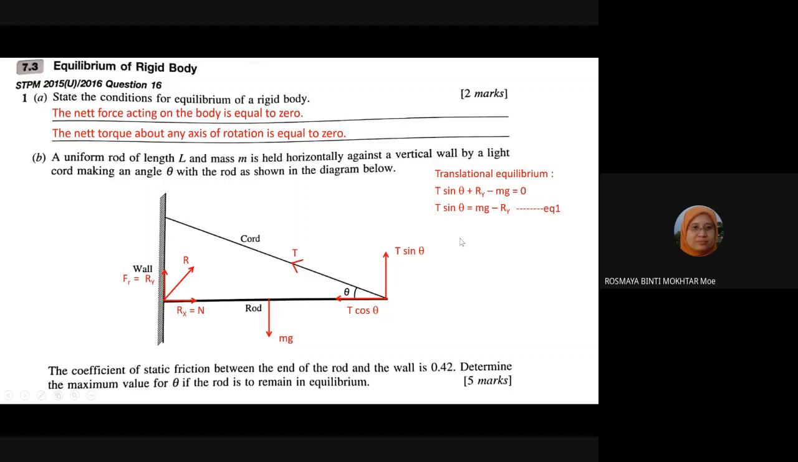For equation 2, we use the horizontal forces. The horizontal forces are T cos theta and Rx, which equals N. Rx is to the right, T cos theta is to the left. So Rx minus T cos theta equals 0, or T cos theta equals Rx. Left force equals right force. This is equation 2. So for translational equilibrium, we divide into two: the sum of the vertical forces equals 0 and the sum of the horizontal forces equals 0.